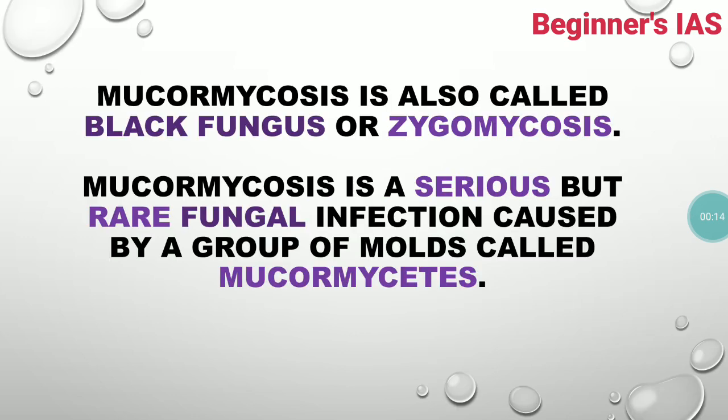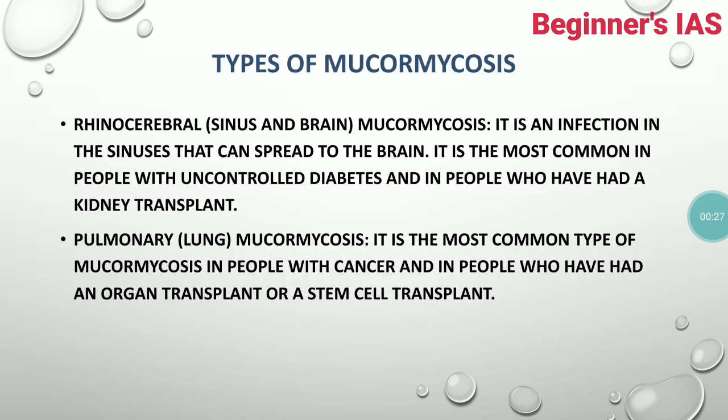So what is mucormycosis? It is also called black fungus or zygomycosis. It is a serious but rare fungal infection caused by a group of molds called Mucormycetes. So what are the types? There are 5 types. First one is sinus and brain mucormycosis.